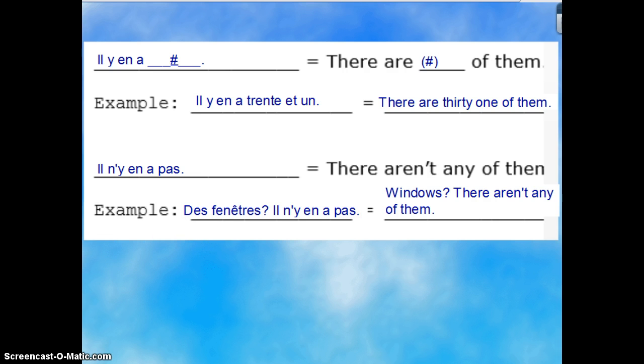So I give you the example of if somebody says, hey, combien de fenêtres il y a dans la classe? How many windows are in the class? You could say des fenêtres, windows. Il n'y en a pas, there are not any of them.